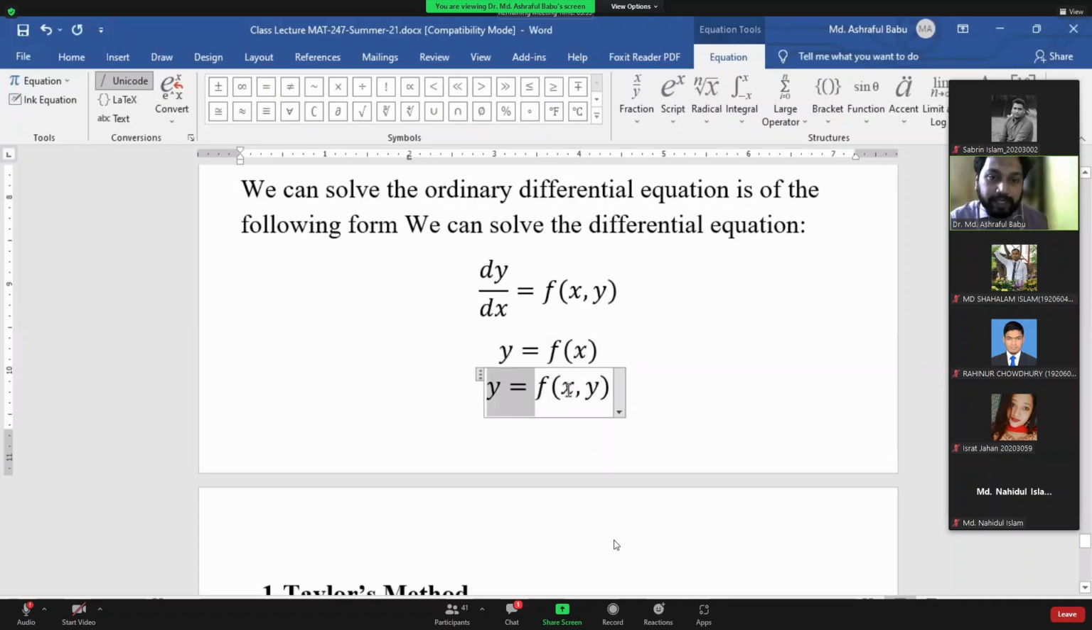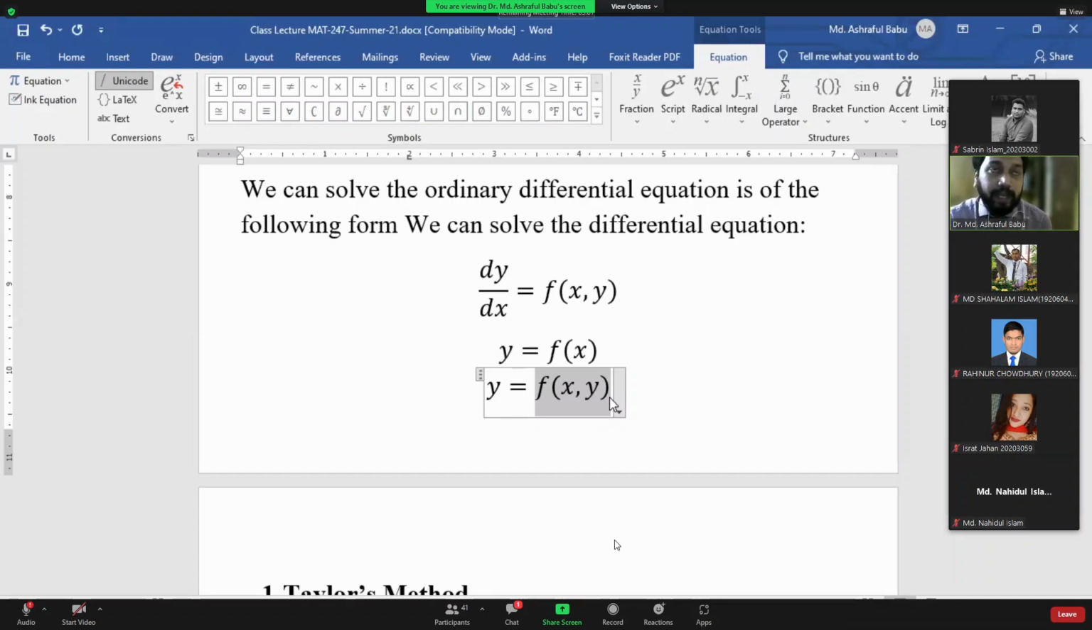When you write in this form, exactly like this one, that also means x is the independent variable and y is the dependent variable, because y is out of the f of x, y. So similarly, in this differential equation, y is the dependent variable and x is the independent variable. So what does f of x, y mean? It is called an implicit function.